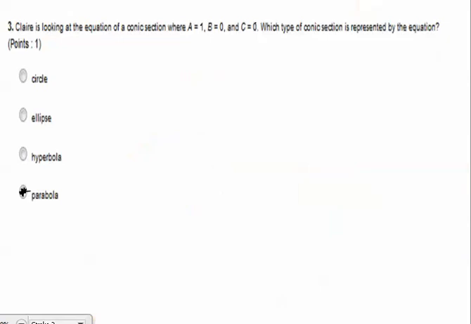Use that b squared minus 4ac every time. Remember that if it's equal to 0, it's a parabola. If it's greater than 0, hyperbola. If it's less than 0, it's either an ellipse or a circle. And you can tell if it's a circle if a and c are the same. That's the easy way of doing it.